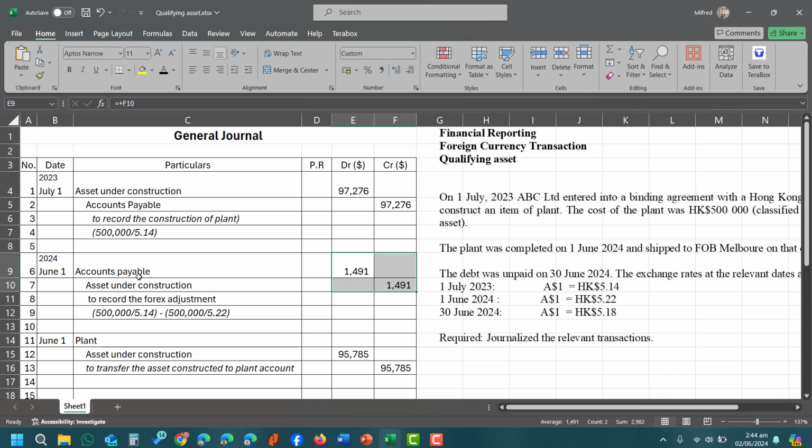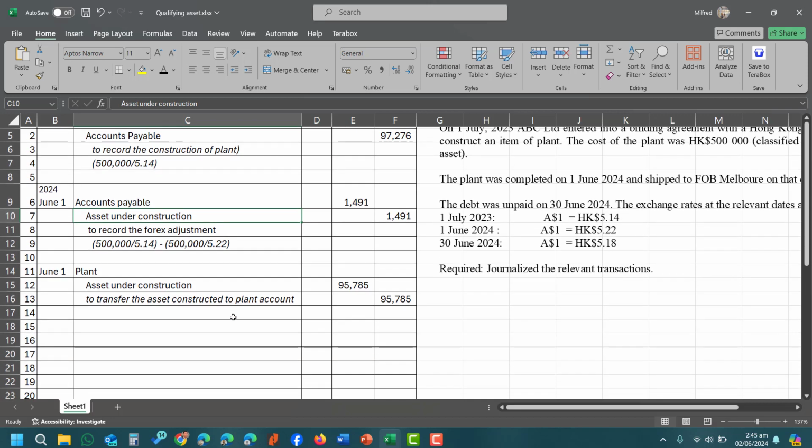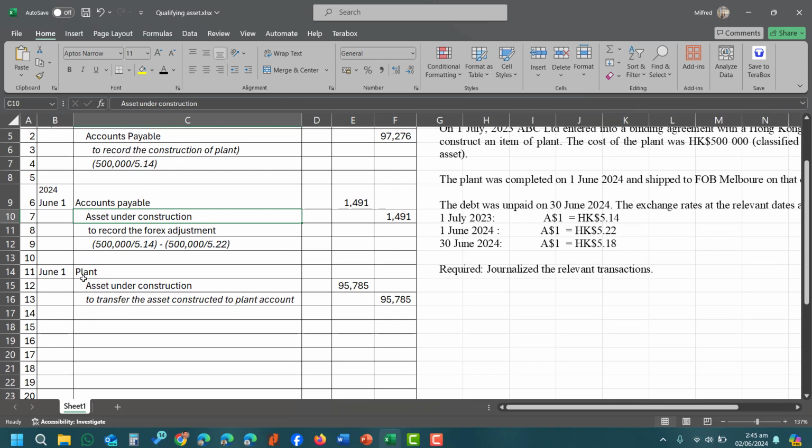But in this case, because this is a qualifying asset, take note, any gain or loss will be charged to the asset under construction account. So what happens here is that it's sort of a savings. It reduces the amount of asset that you will recognize, but at the same time, it reduces the amount that you will need to pay for the asset. Now, because it's already completed, you have to transfer that to the proper account. So debit plant and then credit asset under construction.